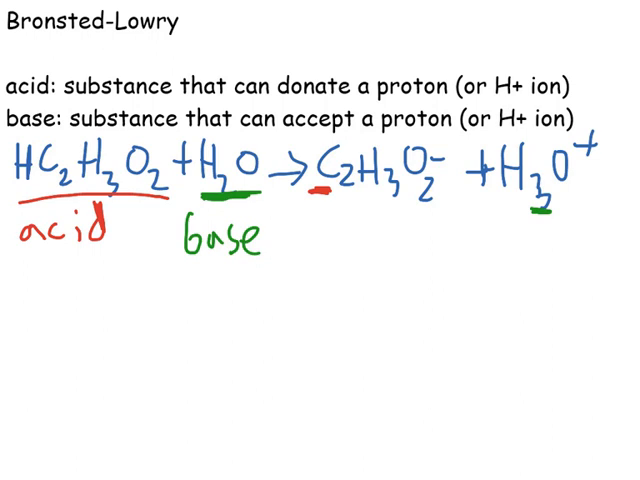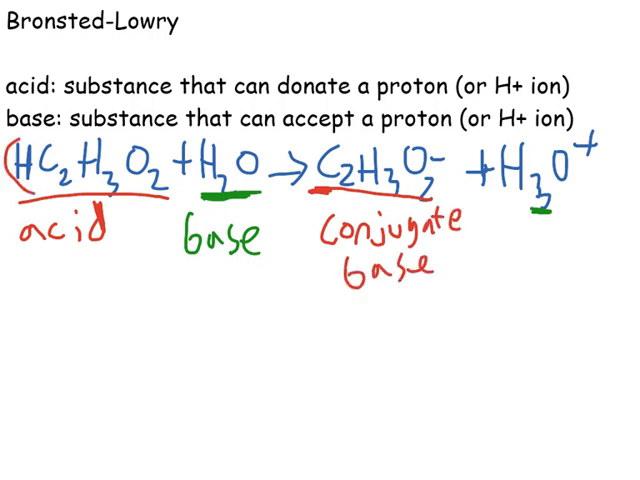Okay. So what about the products? Can they be called acids and bases as well? And the answer is yes. Let's look at this acetate ion right here. It doesn't have a hydrogen ion, but it can accept a hydrogen ion. So that's why we can call it a base. And there's actually a specific name for it. It's called a conjugate base.